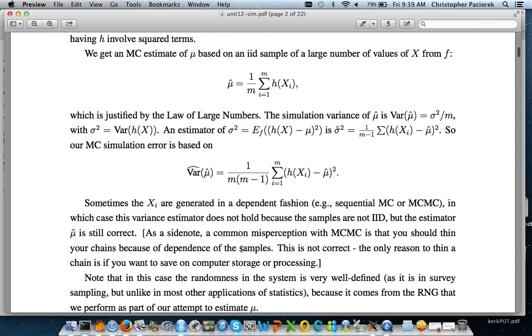I think the most confusing thing when I think about these things is there's this sigma squared that's the variance of h of x, but then there's this simulation variance, and that's a different variance, and they have different things in the denominator. One has m, and one has this order of m squared term in the denominator.